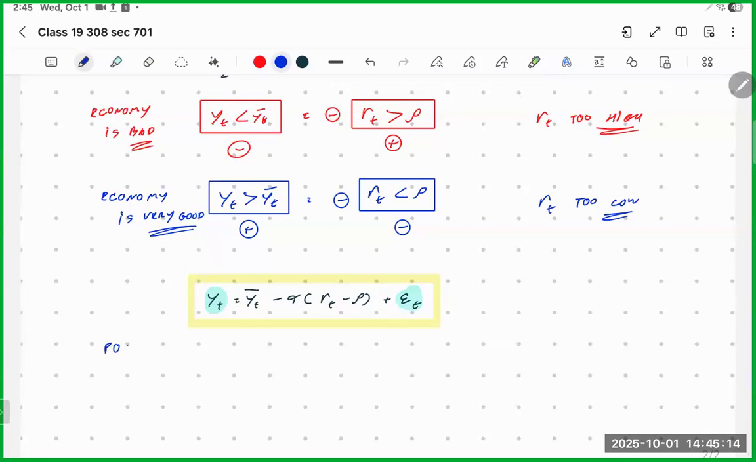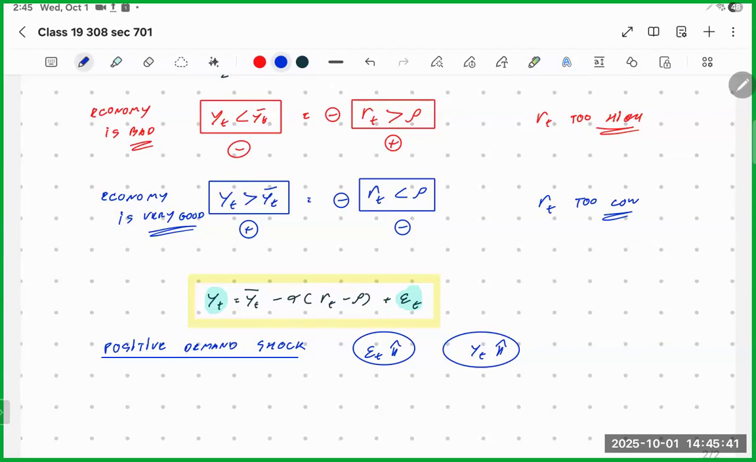If we have a positive demand shock, epsilon t increasing, the right-hand side of the equation increasing, then the left-hand side is going to be increasing. Which means if we have a positive demand shock, it means that we have some external factor that makes people spend more. Total spending increasing.